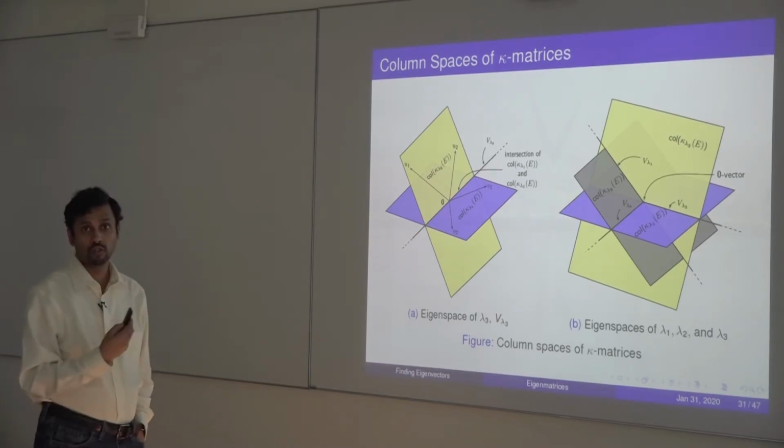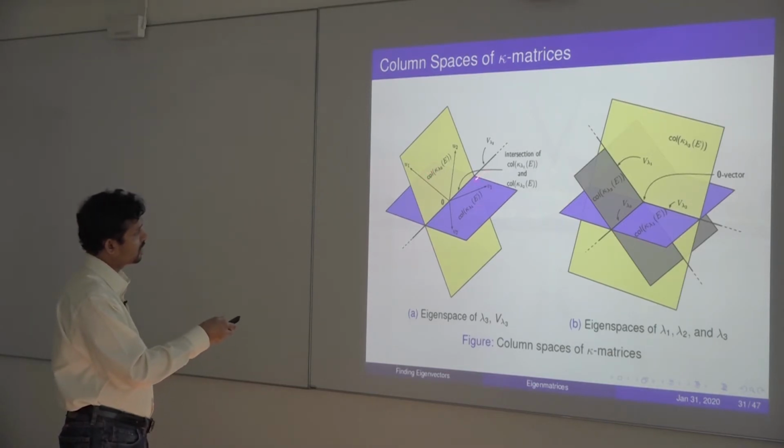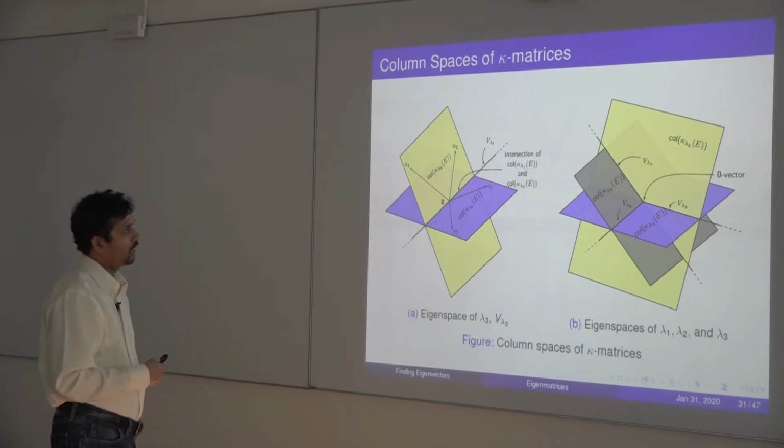So in the case of two dimensions, you can see they cut through a line, and the goal is to find that common line, because we know that the eigenvector of lambda 3 is sitting in this column space and that column space. So that means it has to be common to both.